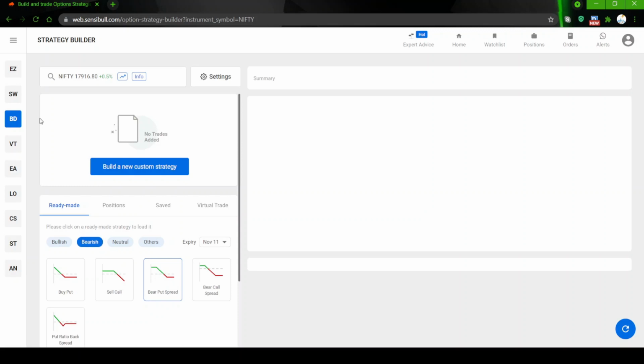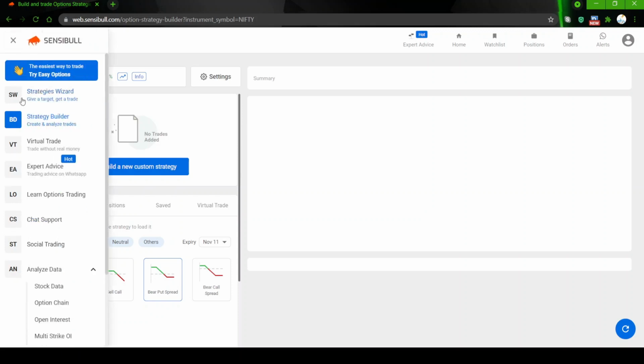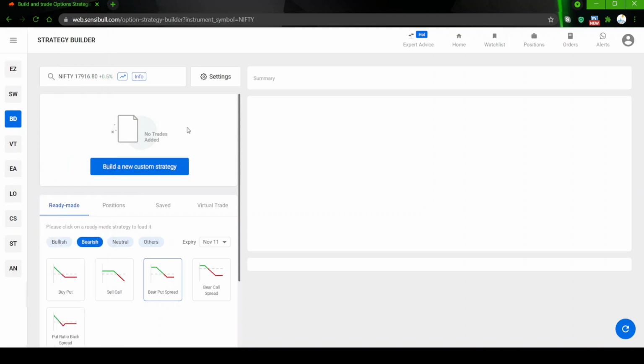This is the Sensibull interface. It's available for free users also. This is not a paid version. So free users can also go to the left side menu, log in to Sensibull, and go into the strategy builder. In that you will find this page. You have ready-made bullish, bearish and neutral view strategies. If you are well experienced in options, you can build your own custom strategy with all the permutations and combinations.